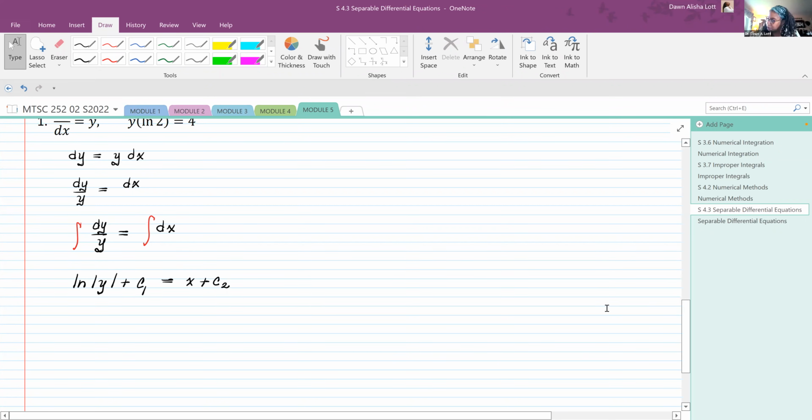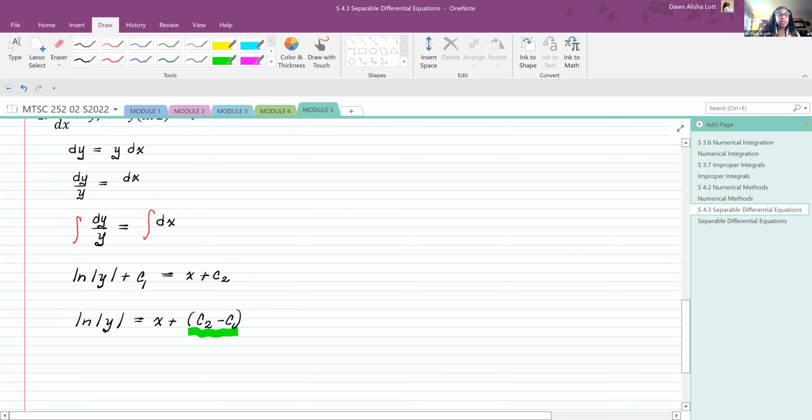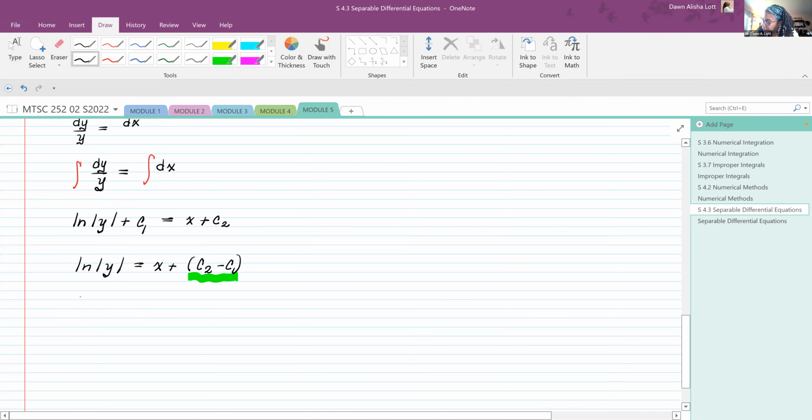I can make this the natural log of the absolute value of y equal to x plus c2 minus c1. But c2 minus c1, that's just a constant. So I'm going to replace it with one constant c. So notice you only need to put your constant c on one side.